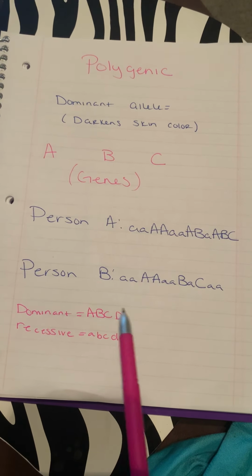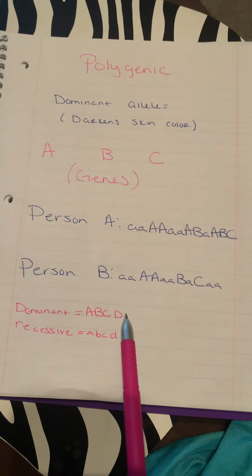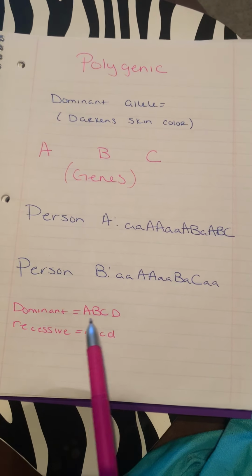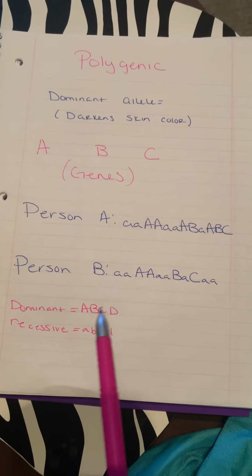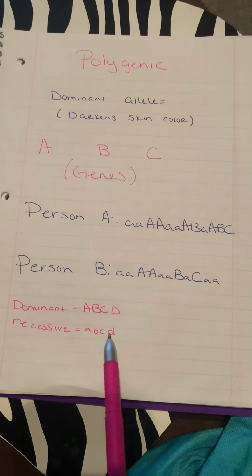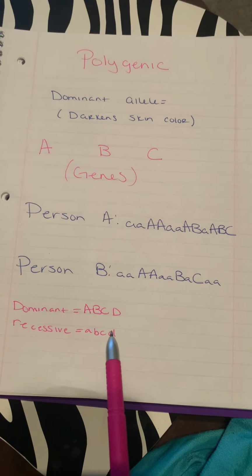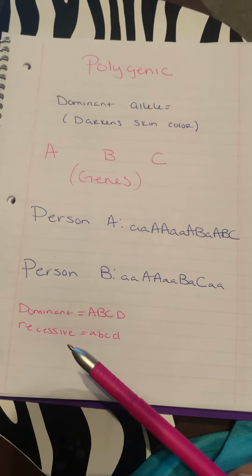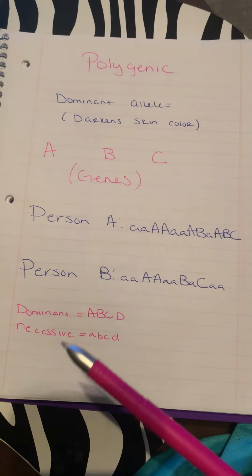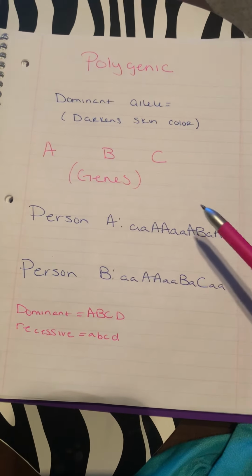So again, I wrote out some examples here. I could have kept going with E, F, G, H, I, J, as long as it's capital, the stronger trait. We learned this last week. Recessive is the weaker trait, so it will always be shown by lowercase letters or alleles. So again, we want to know person A or person B, which one would be darker.